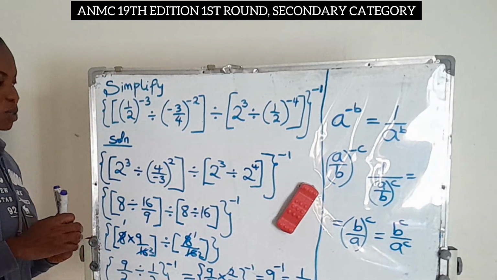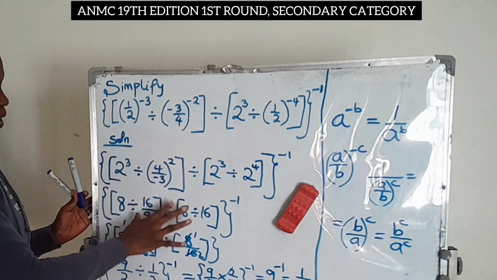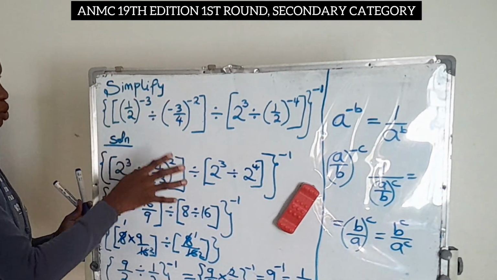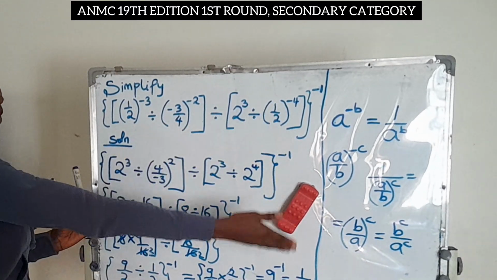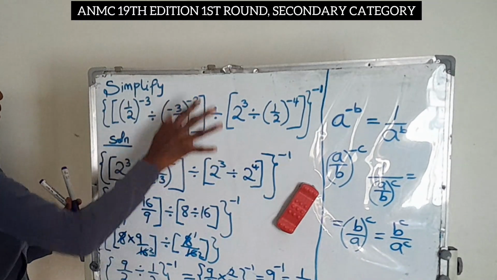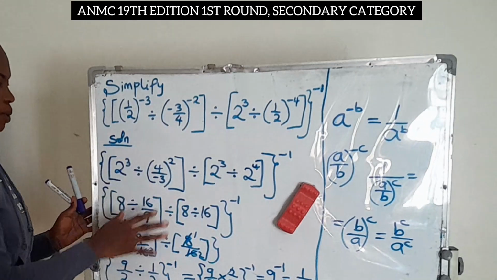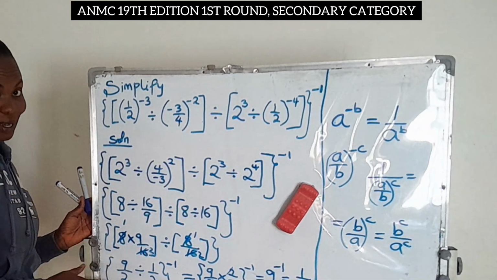Is that understood? Very good. So that is how to solve this kind of question. You apply the law of indices. So understand this law, and anywhere you see something like this, you apply the law and do it. I believe it's clear, right?